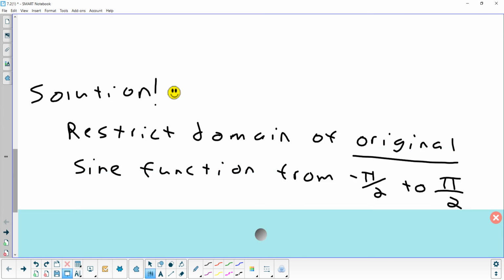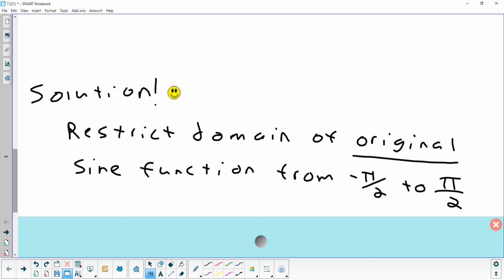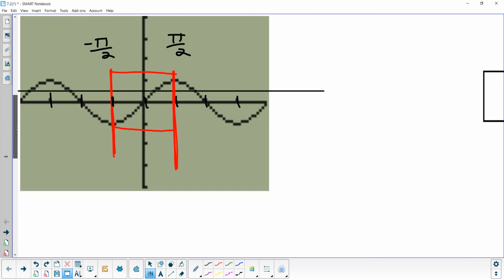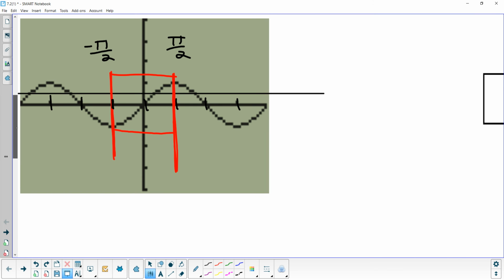Okay, so the solution to our problem, I already told you that, we're going to restrict the domain. Yes, technically sine goes on forever, left and right. But if we let it go on forever, we can't do inverse trig with that. So we're going to put a restriction on the domain. We're going to restrict the original x values to just be between negative pi over 2 and positive pi over 2.